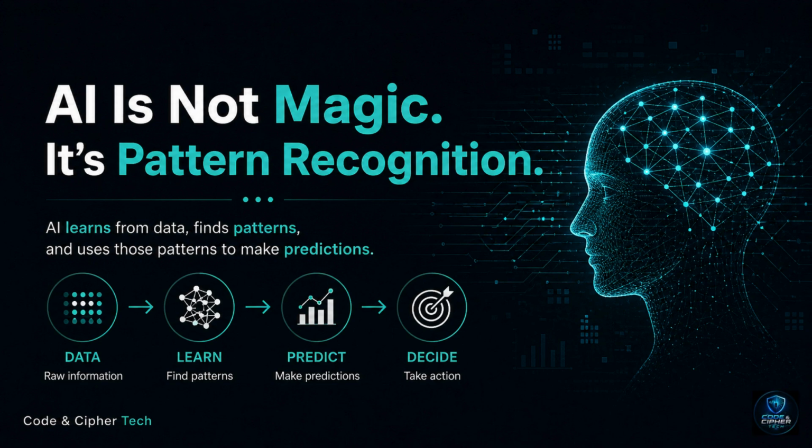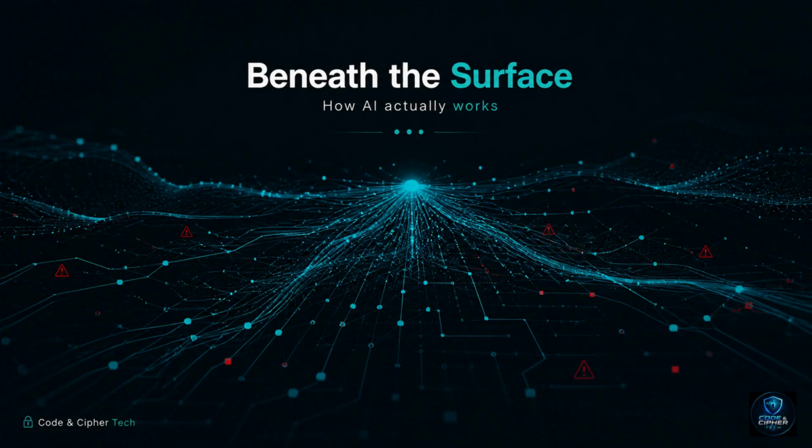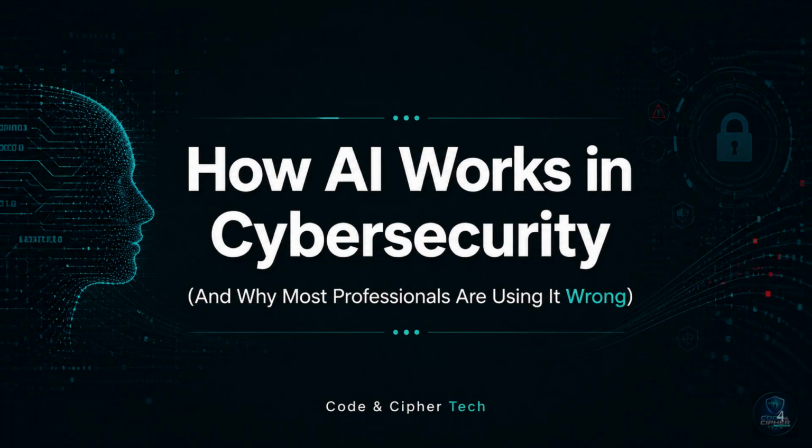AI isn't magic, it's pattern recognition. And once you understand how it processes information beneath the surface, you'll never use it the same way again. In this video, I'm going to show you how AI works, how to close that gap with a 4-part framework for writing prompts that produce professional grade output, and how to build repeatable security automation that compounds every week you use it. This isn't theory. Every technique maps directly to security operations, automation workflows, and threat analysis.